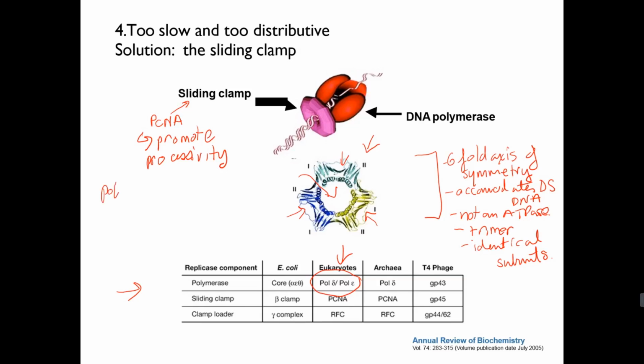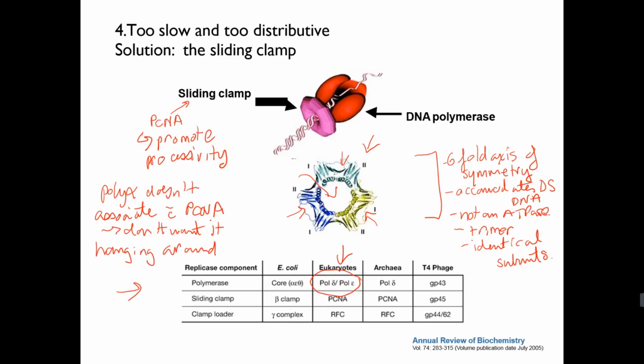So pol alpha does not associate with PCNA. And that's because you don't want this pol alpha hanging around and making a lot of DNA, right? Because it has no proofreading functionality. So polymerase alpha does not require a function in concert with the clamp. So you don't want it hanging around, making this low fidelity DNA. Okay, and if we look in E. coli, the sliding clamp is referred to as the beta clamp.